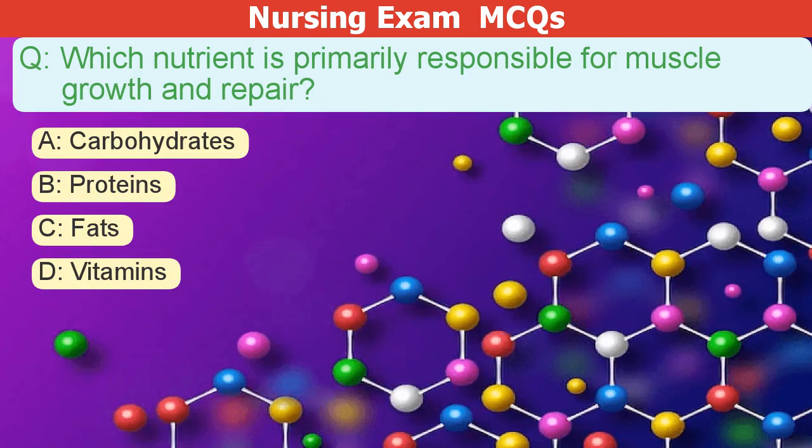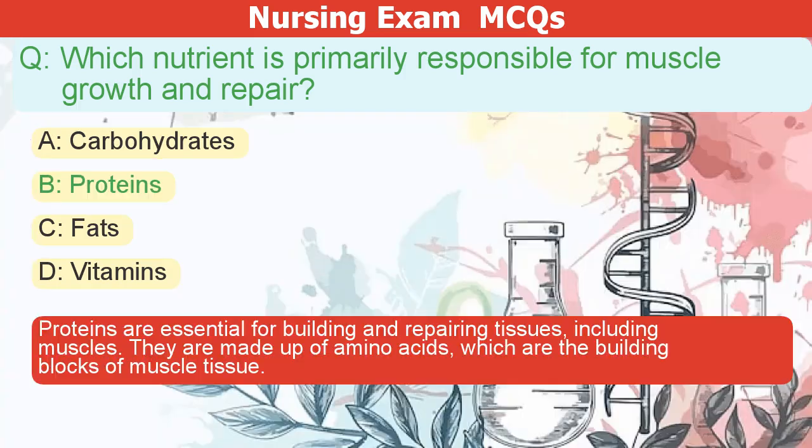Which nutrient is primarily responsible for muscle growth and repair? A. Carbohydrates. B. Proteins. C. Fats. D. Vitamins. The correct answer is B. Proteins are essential for building and repairing tissues, including muscles. They are made up of amino acids, which are the building blocks of muscle tissue.